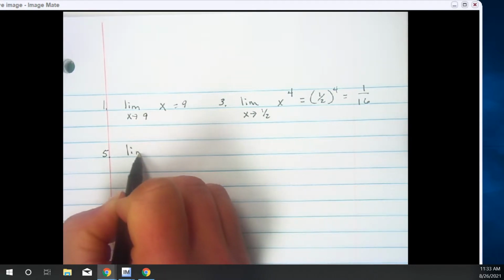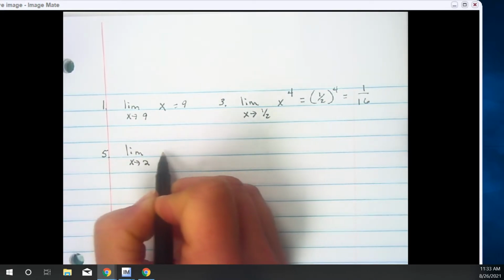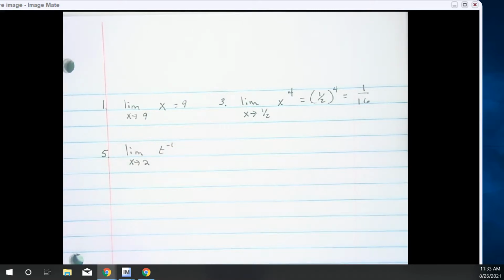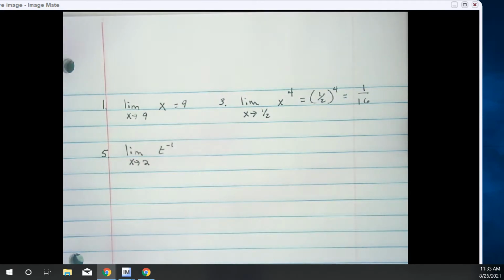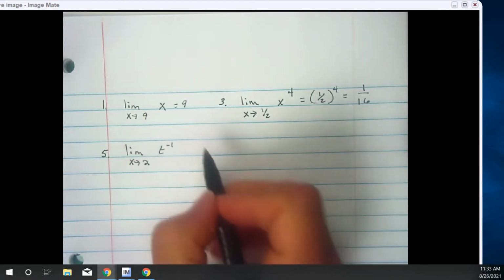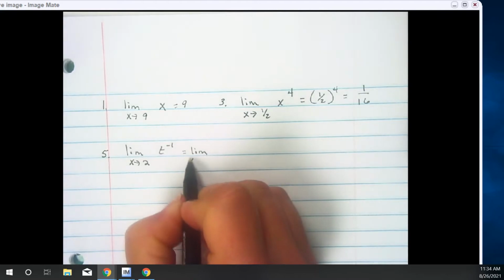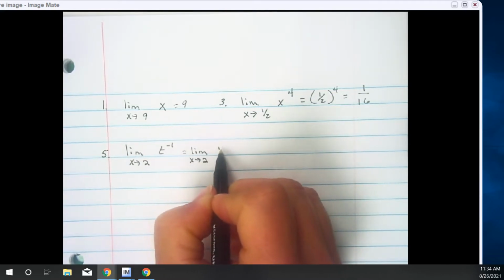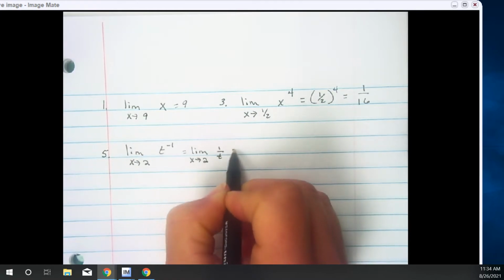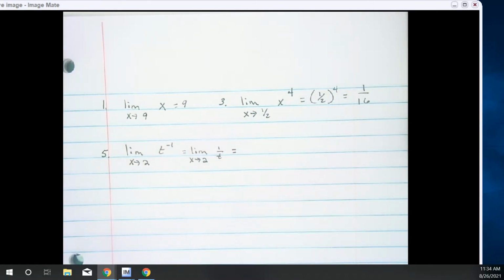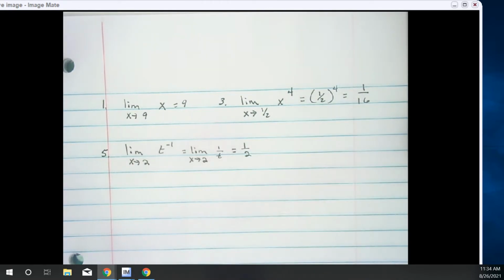The limit as x approaches 2, and this is t to the -1. Now, I will tell you, I don't like the -1. So how do I get rid of the negative exponent? Make it a fraction. The limit as x approaches 2 of 1 over t. And now with direct substitution, what is the answer? 1/2. As long as you're not dividing by 0, you can just do a direct substitution.